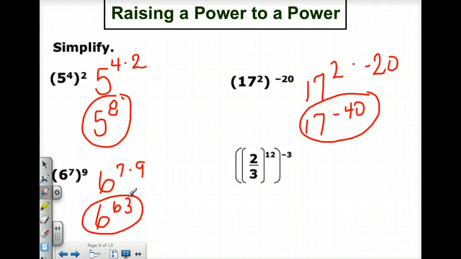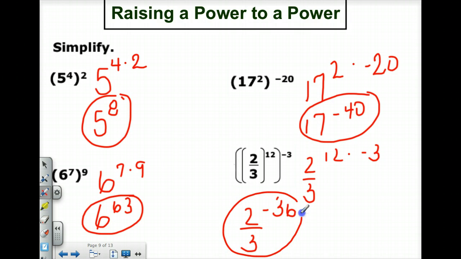And our final question. Yes, ladies and gentlemen, you can have a fraction as a base. So the 2/3 is going to stay. The exponent is 12 times negative 3. And when we multiply 12 and negative 3, our answer is negative 36. So 2/3 to the negative 36 power. You don't want to try to solve that. That is going to be crazy if you try to solve that one. We're going to leave them in using powers.